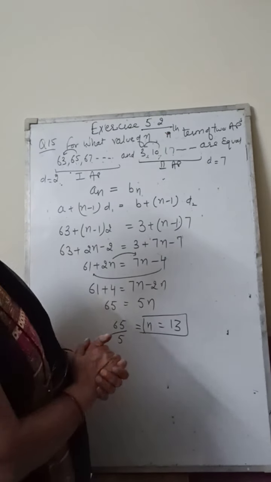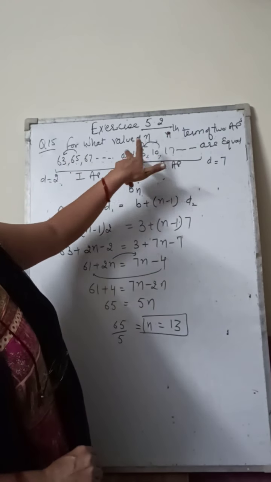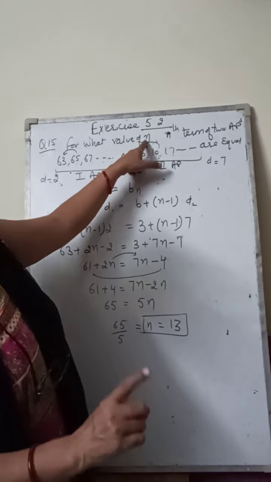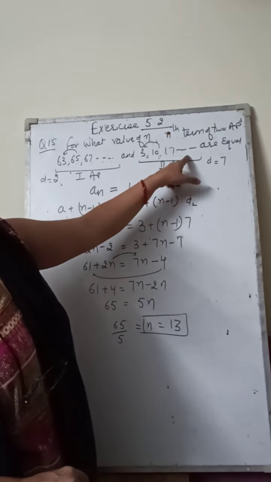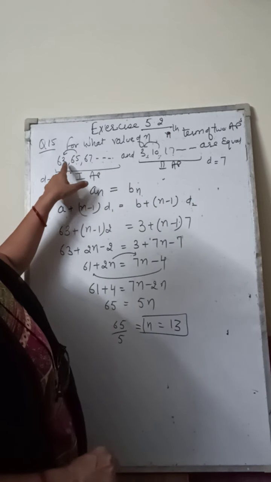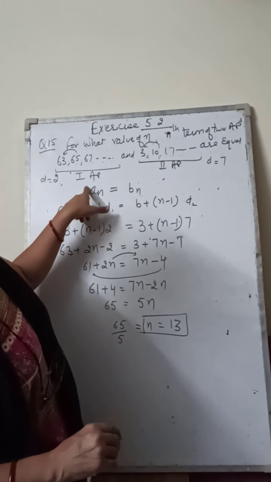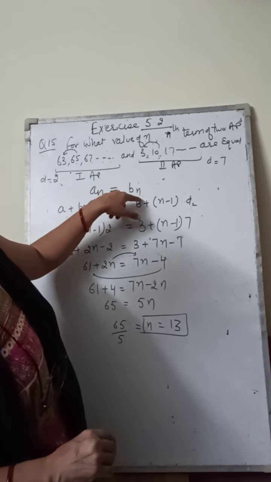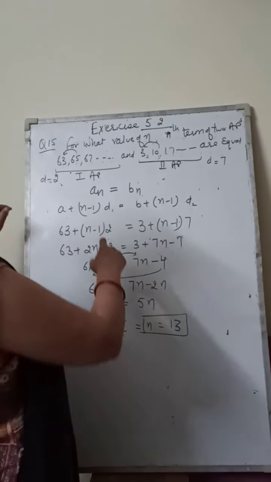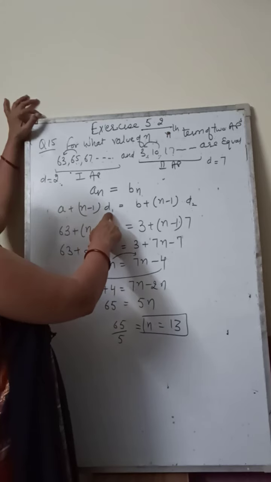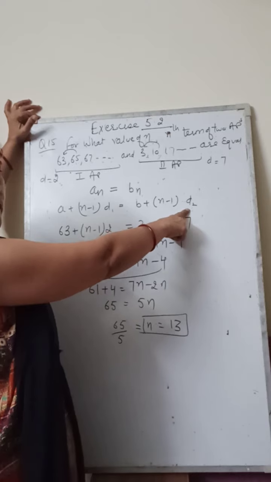I am explaining this question to you again. This is the first AP, this is the second AP. You have to find the value of n. The nth term of this and the nth term of this are equal. So let us suppose this is a1, a2 up to an, this is b1, b2 up to bn. It means the nth term of this equals the nth term of this. An of this is equal to bn of this. It is a plus n minus 1 into d, and it is b plus n minus 1 into d.